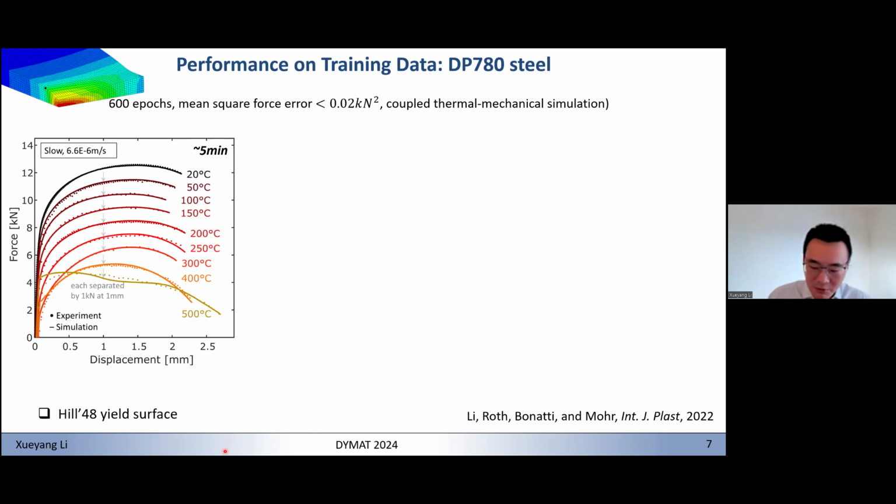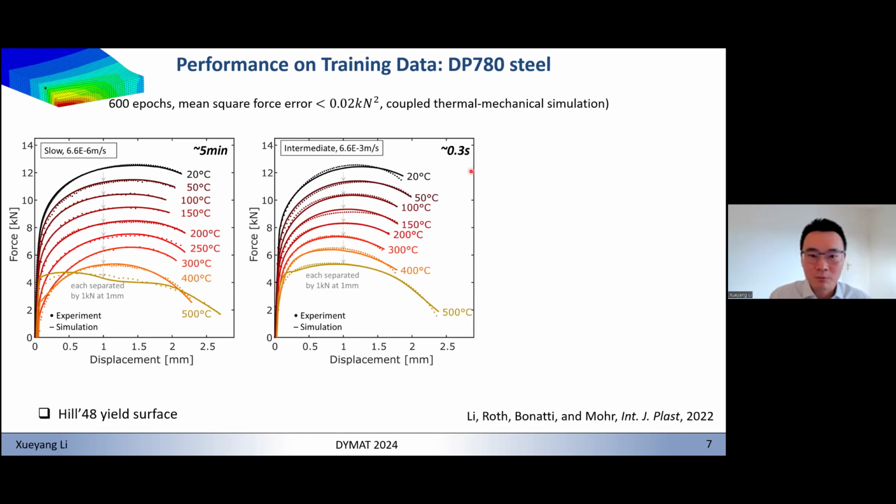We have talked so much about model building and model structure. How does the model perform? On the left-hand side is the trained force displacement curve. Dots are experiments, solid lines are simulations. The curves are shifted each by 1 kilonewton for better visibility. These are the slow tests that last around 5 minutes. We see that our model performs very well, capturing the large deformation post-necking response for all the temperatures.